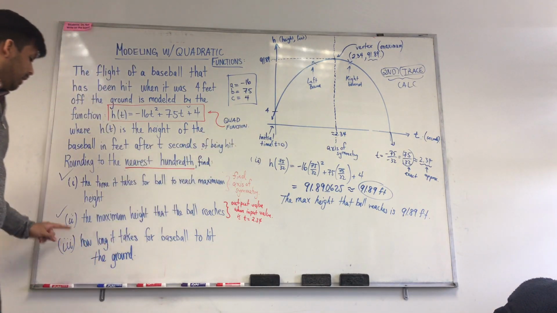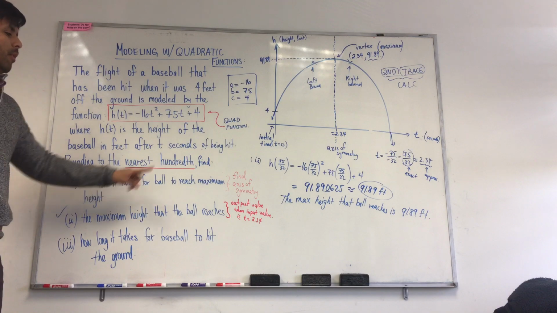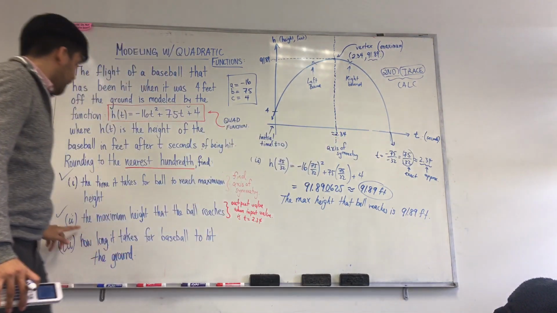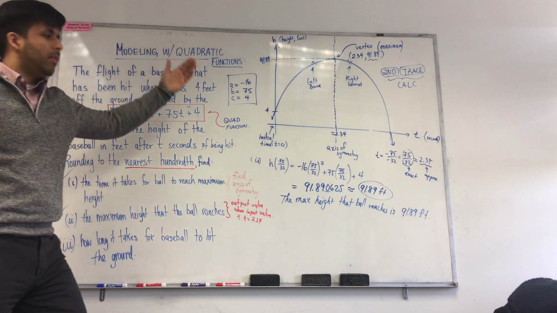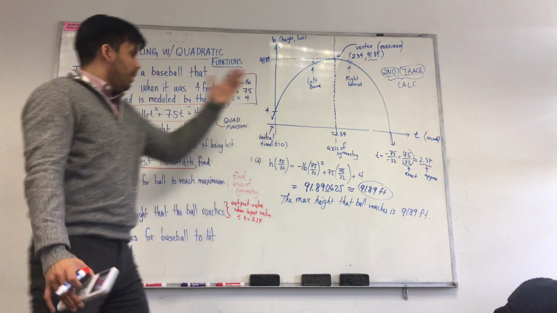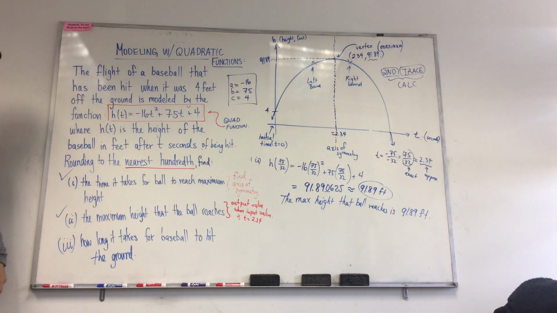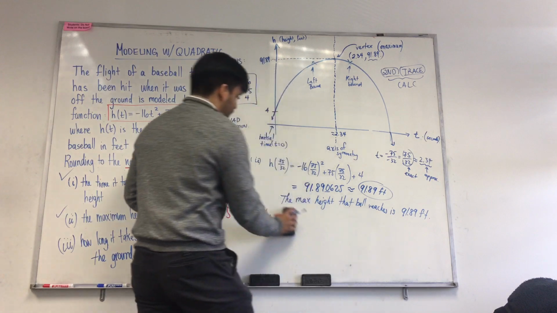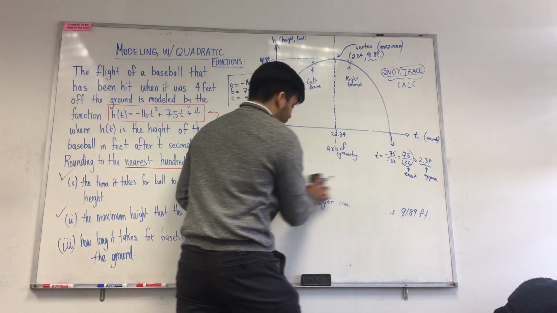So we found that the time it takes for the ball to reach the maximum height is 2.34 seconds, and that the maximum height it actually achieves is 91.89 feet. So we did part I and part II. Now for the last part, so I can erase this portion here.